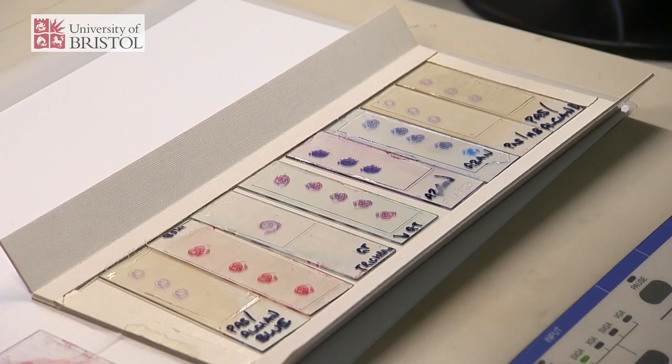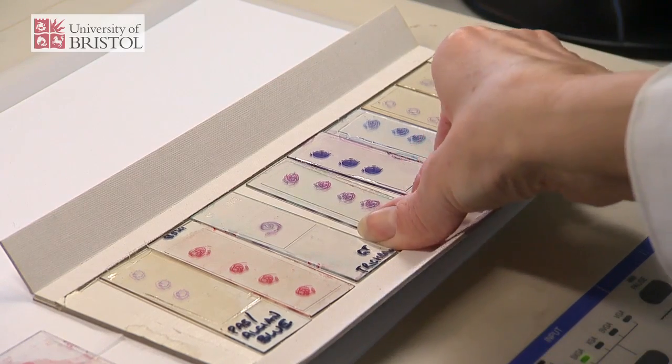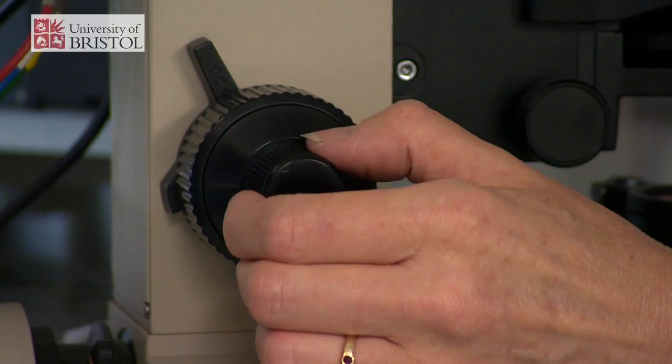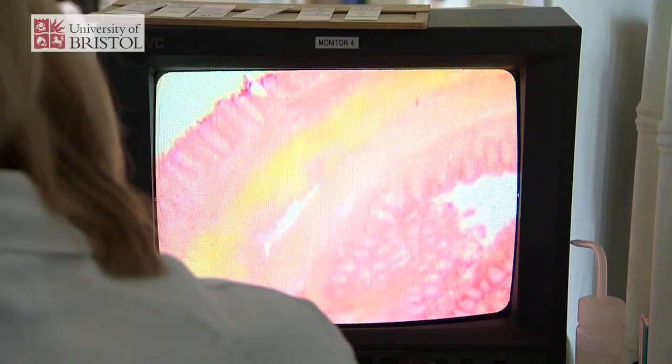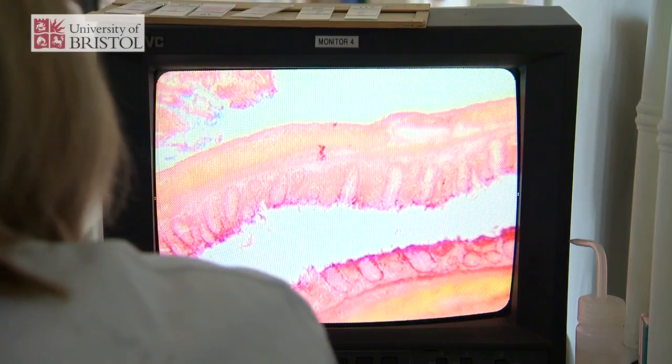Traditionally, students would view microscope slides using a light microscope. We at Bristol have developed a virtual microscope, which is an online computer system where real microscope slides are digitised on a server on the computer and viewed through specific software, which the students can use to view sections on computer screens, either in our histology class lab or from wherever they are.